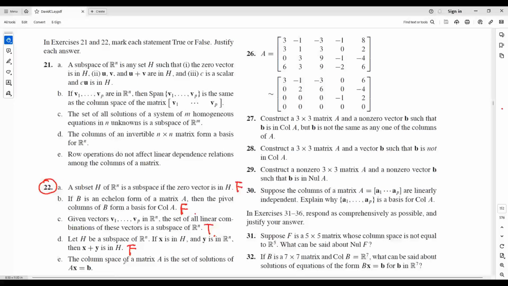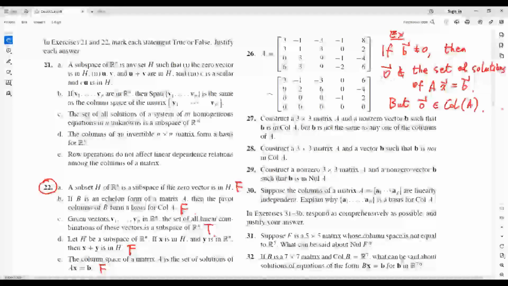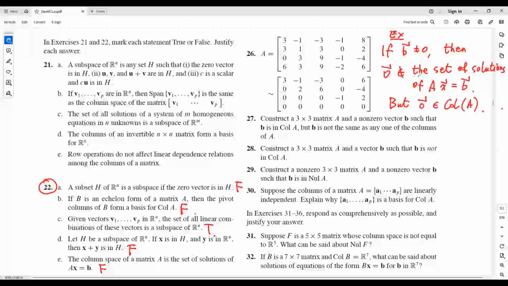E. The column space of a matrix A is the set of solutions of Ax equals b. False. For example, if b is not 0, then the zero vector is not in the set of solutions of Ax equals b, but the zero vector is in the column space of A.